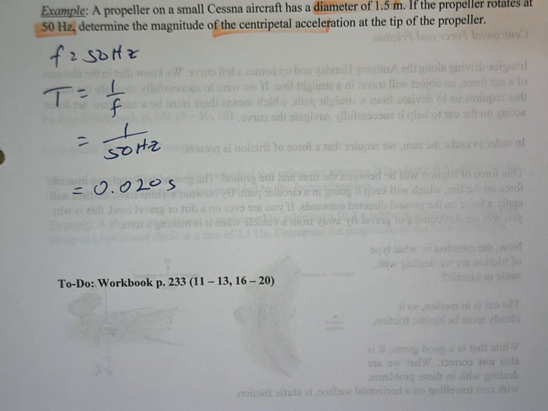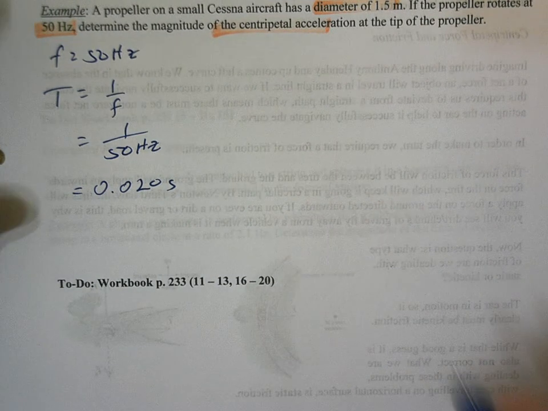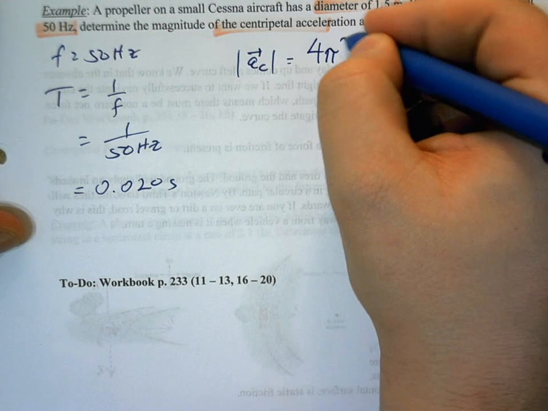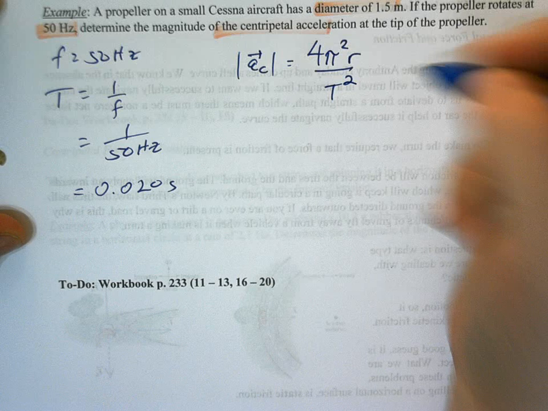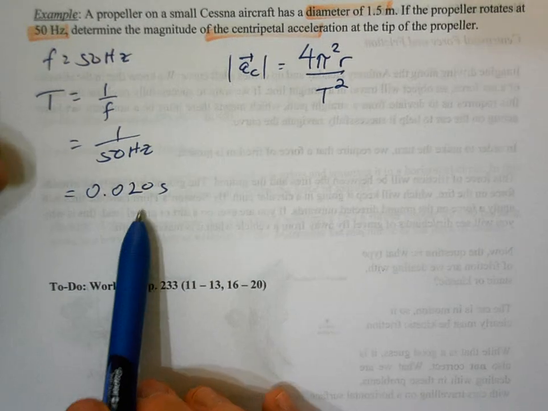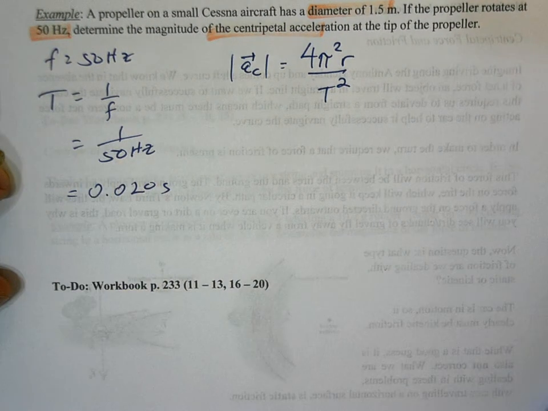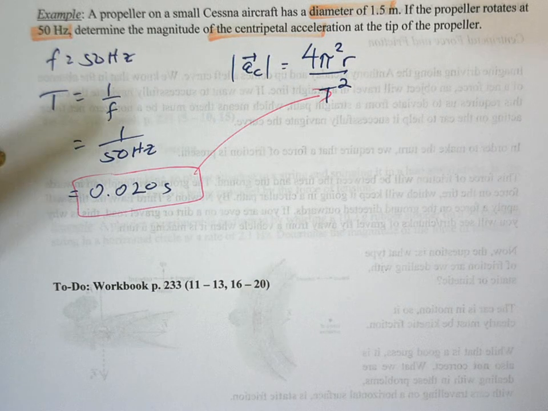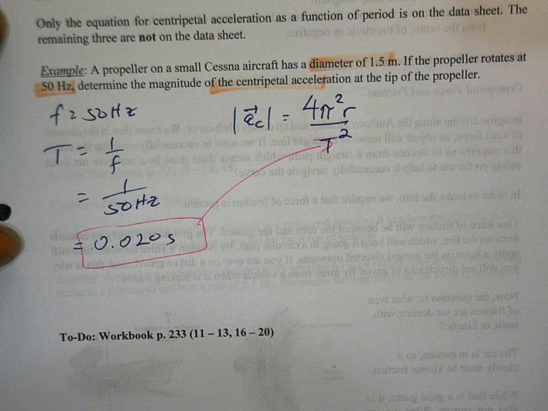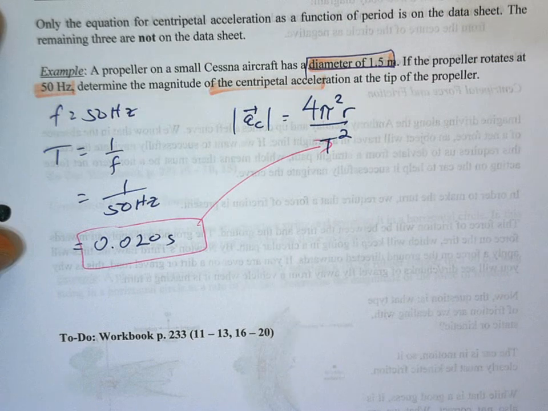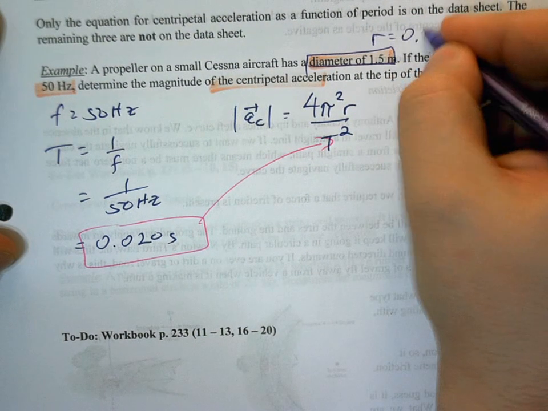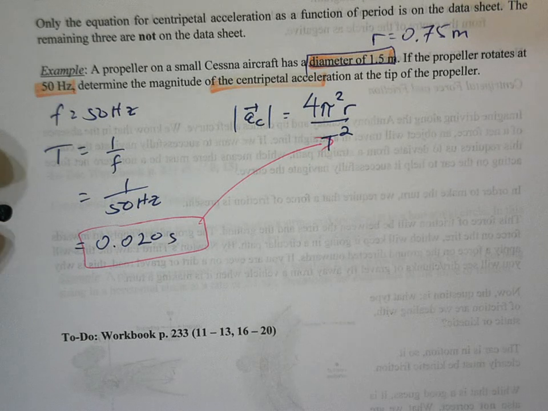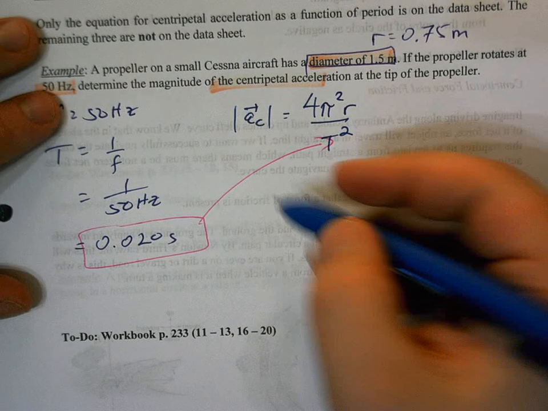Now that I have the period, I can use the equation for the centripetal acceleration on my data sheet with period: 4 pi squared r divided by t squared. I have the period by inverting the frequency, so I can put it in here. The only thing I have to watch for is that trap: a diameter of 1.5 means a radius of 0.75. Watch for those tricks. We like to use diameter a lot.